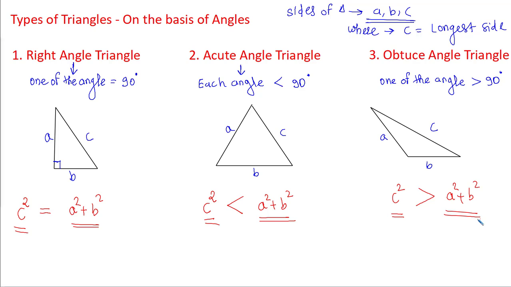Okay, how to use this property? Let's have a look at it. Okay, let me write some numbers. Let's say the first set of sides is 6, 7 and 8. First of all we need to identify that if sides are 6, 7 and 8, that particular triangle falls under which category.